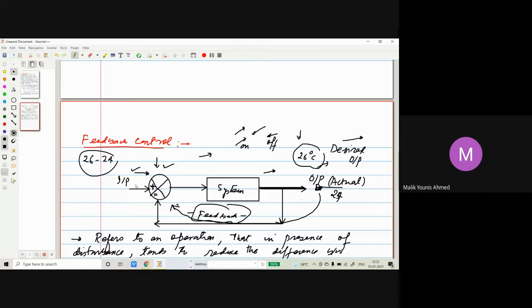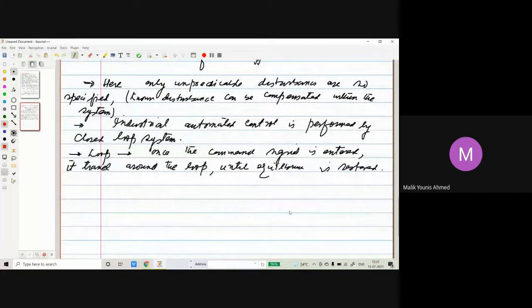Here there will be some system that can compensate for the error. That error system will give a signal to the system that this much error is there, and you need to compensate for it. The controller will compensate for that error, and that will continue in a closed loop until the equilibrium is restored. Equilibrium restored means we have reached nearly the temperature of 26. Once this is restored, the feedback will stop working. So that is the meaning of the loop.